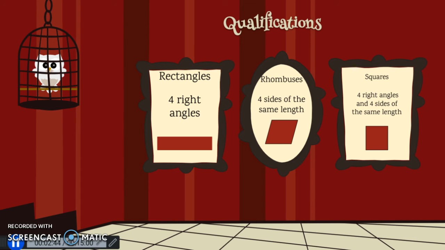So let's just discuss some of those that we already know about, and one of those that we for sure know about is a rectangle. A rectangle has four sides. It has four right angles. Not only that, we're going to learn something about parallel lines that a rectangle also has.